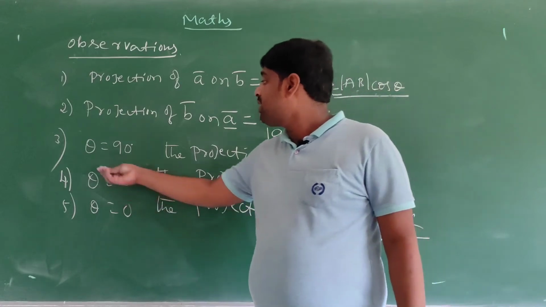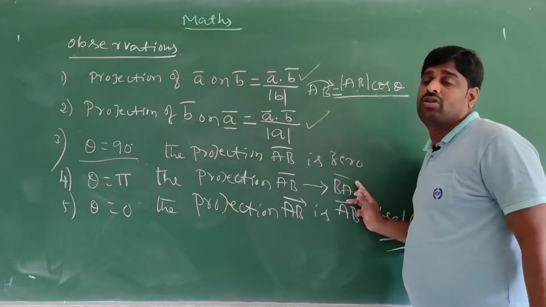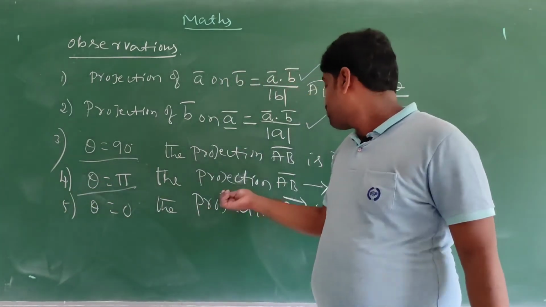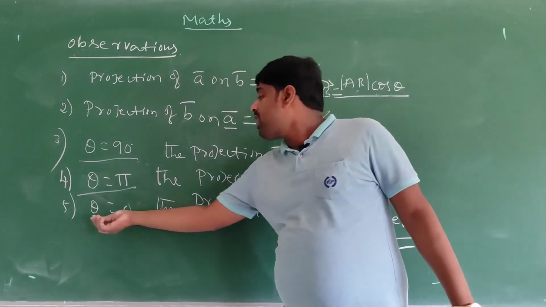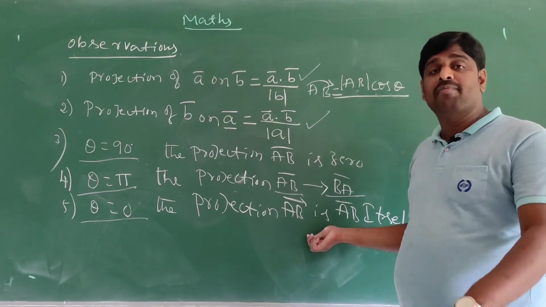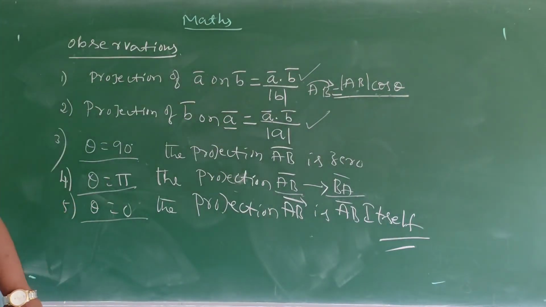If theta is equal to 90 degree, the projection of AB bar is 0. If theta is equal to pi or 180 degree, the projection of AB bar will be a BA bar. If theta is equal to 0, the projection of AB bar is AB bar itself. So this is called projection of a vector.